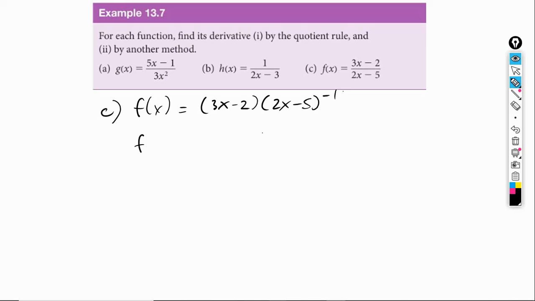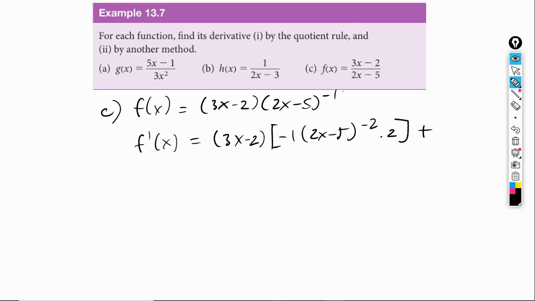So the derivative would be equal to the first factor, so that's 3x minus 2, times the derivative of the second factor. But we have to apply the chain rule for this one. So this is going to be minus 1 times 2x minus 5 to the minus 2 times the derivative of the inside, which is just 2. And this plus the second factor, which is 2x minus 5 to the negative 1, times the derivative of the first factor, which is just 3.